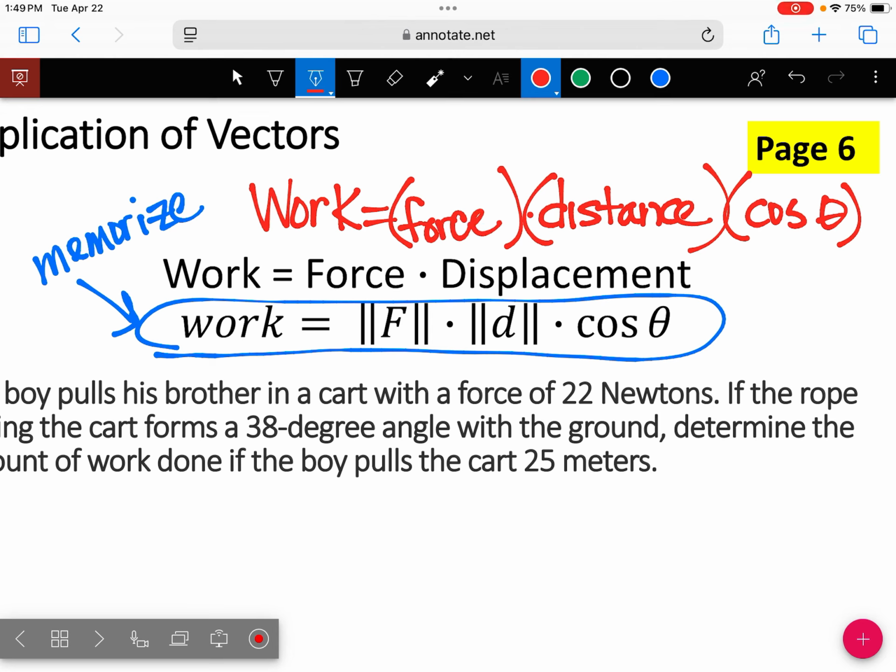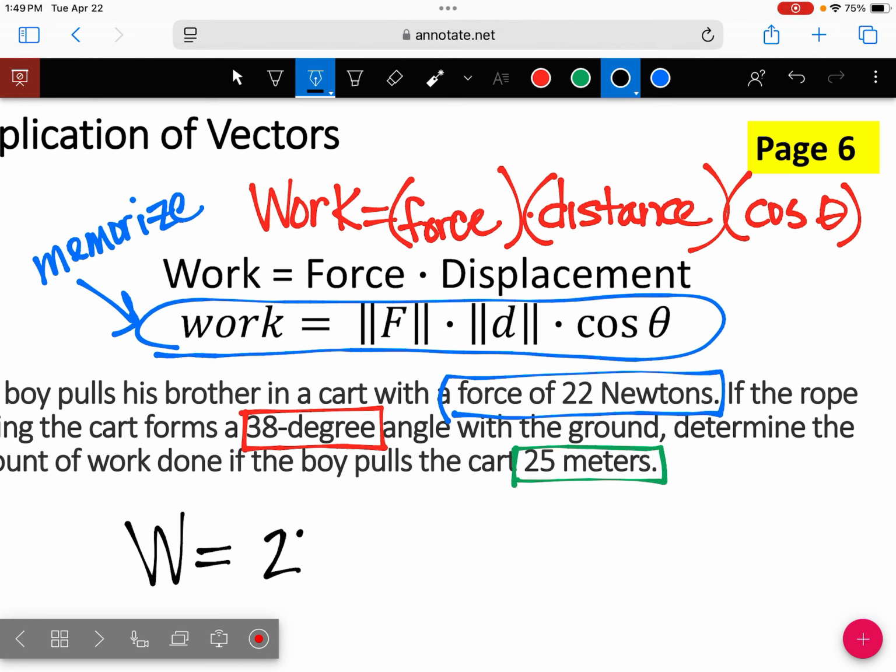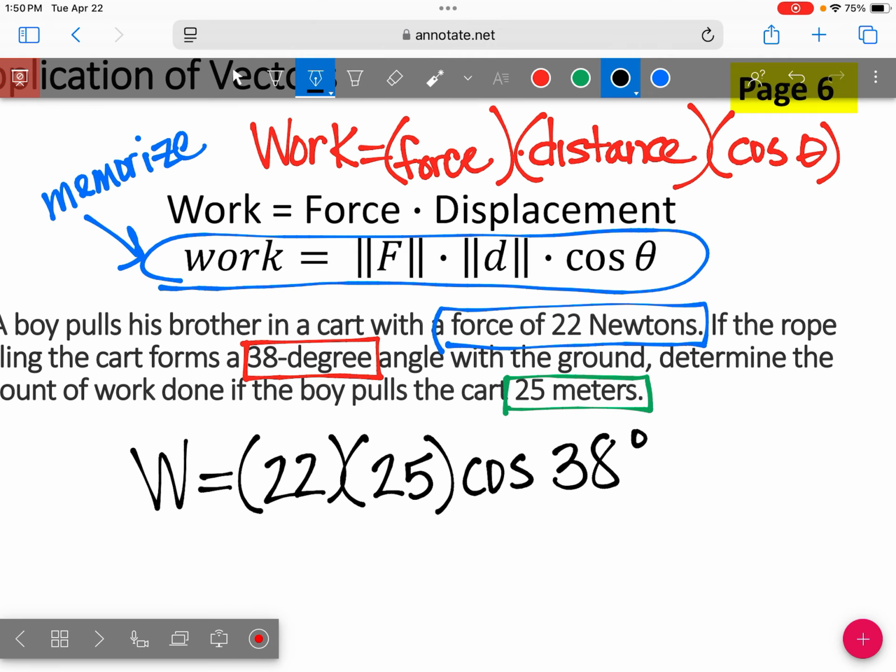All right, so let's go ahead and read number 1. Number 1 says a boy pulls his brother in a cart with a force of 22. So that's important. If the rope pulling the cart forms a 38-degree angle with the ground, determine the amount of work done for him to pull the cart 25 meters. So we got our angle, and we got our distance. So we got the 3 numbers we need. So work is going to be force times distance times the cosine of 38. Go ahead and type that in your calculator.